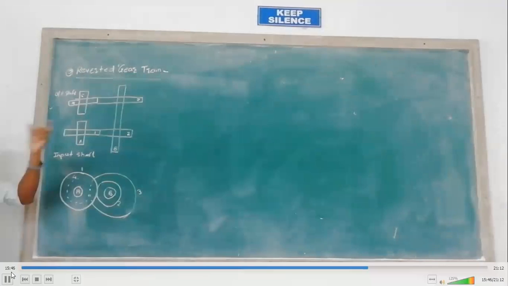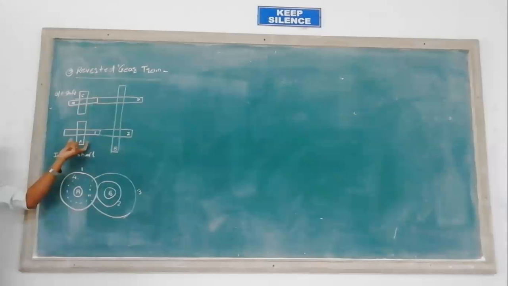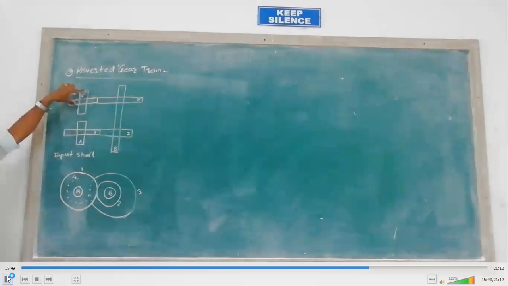Here the input shaft A consists of a gear 1. There is another shaft B, which consists of two gears, that is gear number 2 and gear number 3. And output shaft is C, and it consists of gear number 4. Means reverted gear train is one type of compound gear train. The only difference is that the input and output shafts are coaxial to each other.